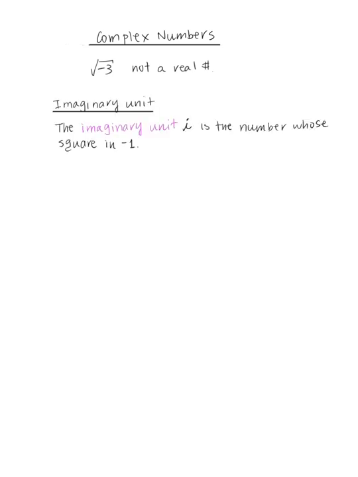Let's first go with the definition of an imaginary unit. The imaginary unit, defined by i, is the number whose square is negative 1. So the definition is i squared equals negative 1, or if you take the square root, i becomes the square root of negative 1. Now, here are some properties of the imaginary numbers.